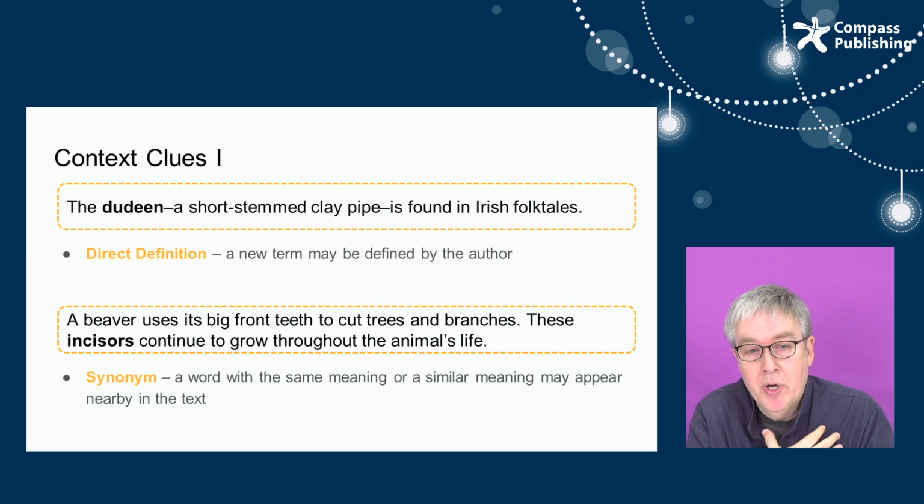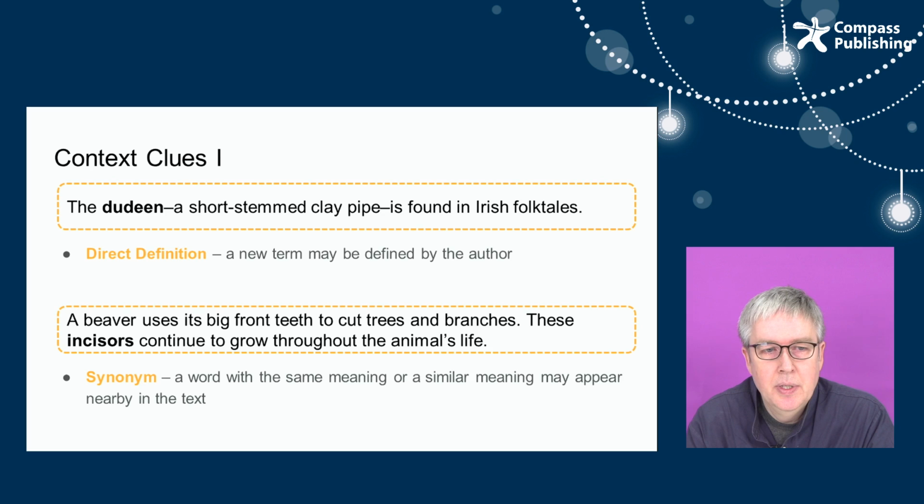So we don't know what a doudine is, but luckily the author, the writer of the sentence, gave us the clue right in the sentence. Sometimes authors do this, especially for very technical words or words that they are quite sure we don't know. So they give us a definition. That's one kind of context clue.